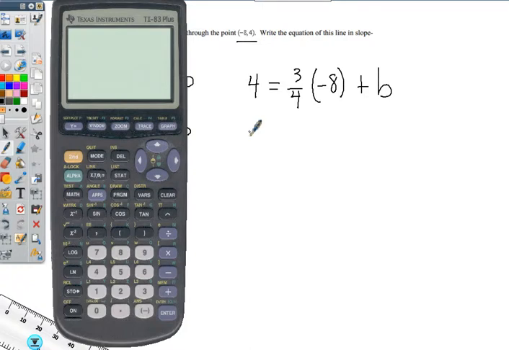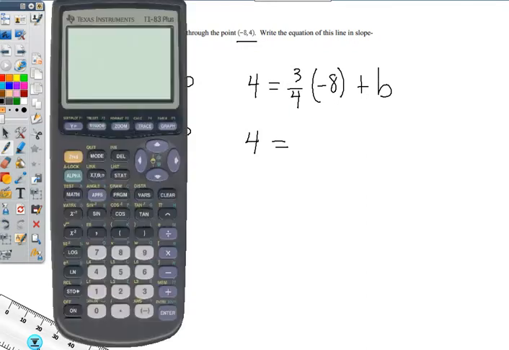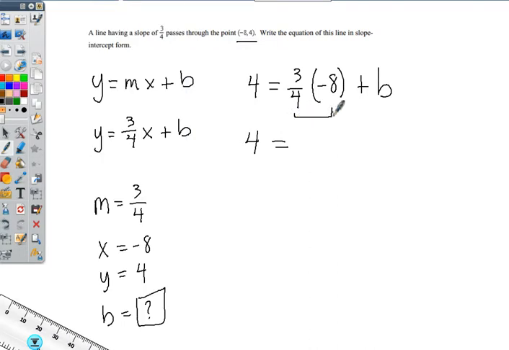So we have a 4, and that's equal to 3/4 times -8. I'm going to put this in my calculator. I want you guys to get in the habit of putting your fractions in parentheses when you're putting fractions in your calculator. So I put 3 divided by 4 in parentheses times -8 in parentheses, and I get an answer of -6. So I'm going to replace this 3/4 times -8 with a -6 plus b.